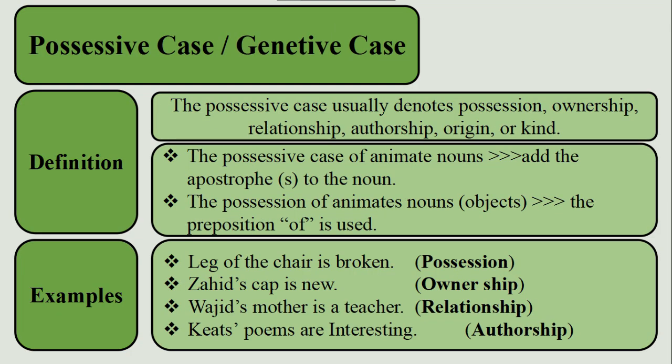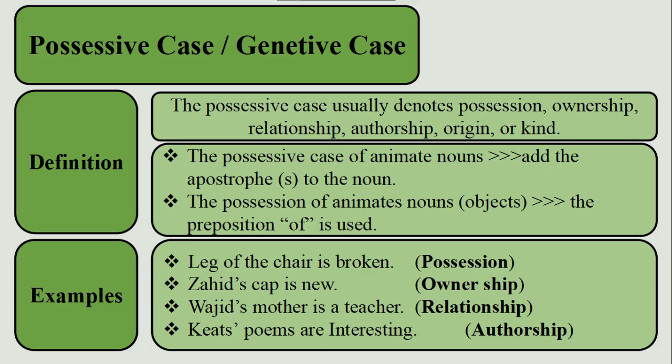Okay, finally, we have the possessive case, sometimes called the genitive case. Possessive. So this is about ownership. Usually, yes. It generally denotes possession, ownership, but also things like relationship, Wajid's mother, authorship, Keats' poems, origin, or even kind. And this is where the apostrophe comes in, right? That little mark causes so much confusion. It really does. The rules are quite specific. For animate nouns, living things, you typically add an apostrophe s, like Zahid's cap.